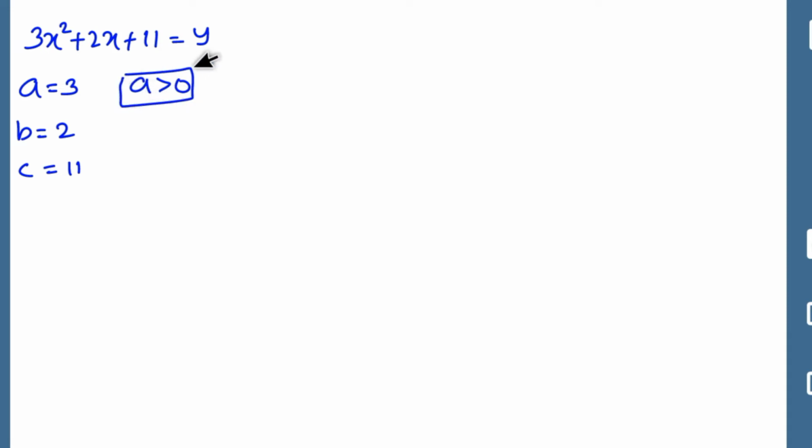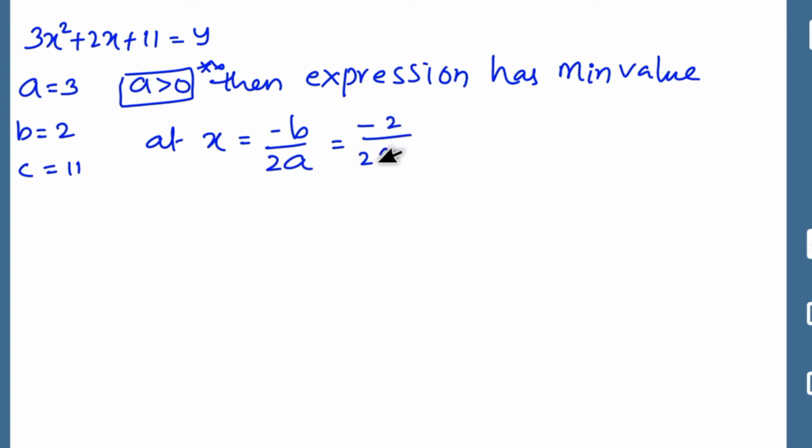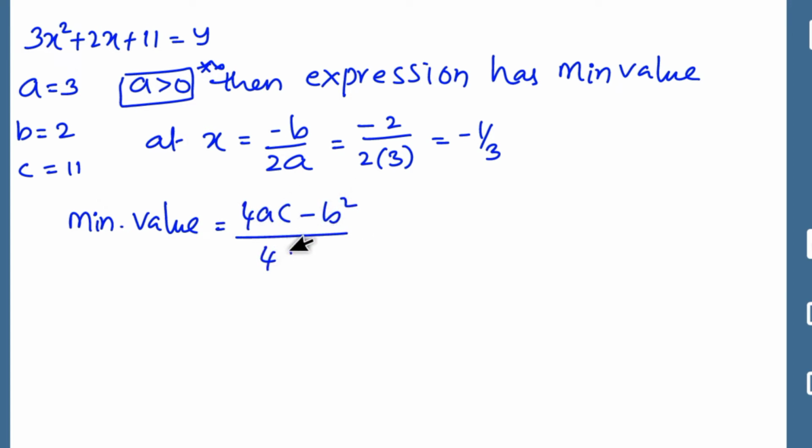This is important. If a is greater than 0, then the expression has a minimum value. If a is greater than 0, the expression has a minimum value. x equals minus b by 2a, minus b is 2, by 2 into a value 3. Answer minus 1 by 3. At minus 1 by 3 it has a minimum value. So next, write what the minimum value formula is. Same formula. Minimum value equals 4ac minus b square by 4a.